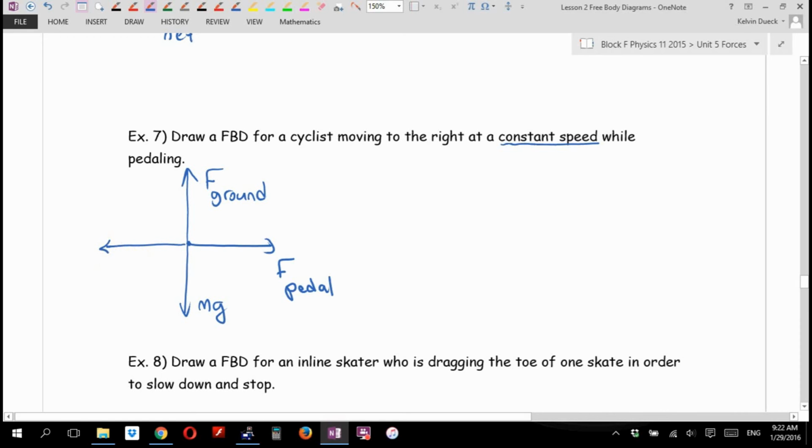What force is that? If you've ridden a bike fairly quickly, you actually know what this force is because you feel it.